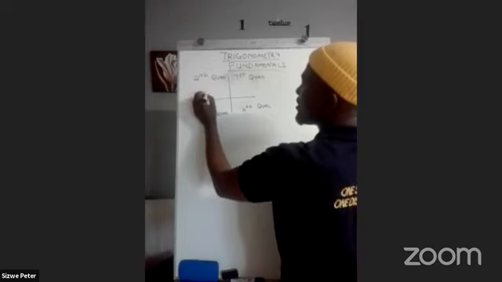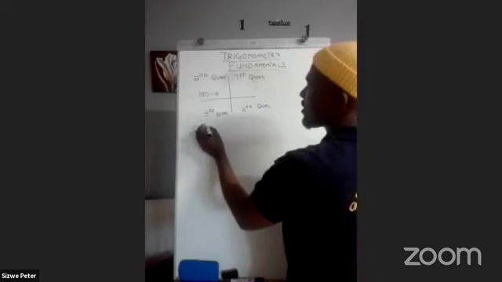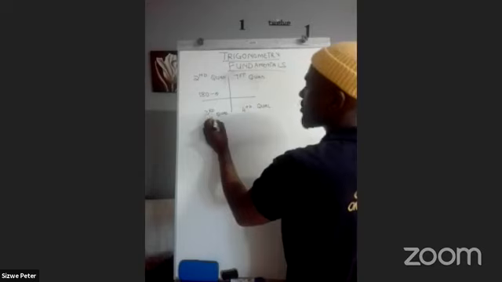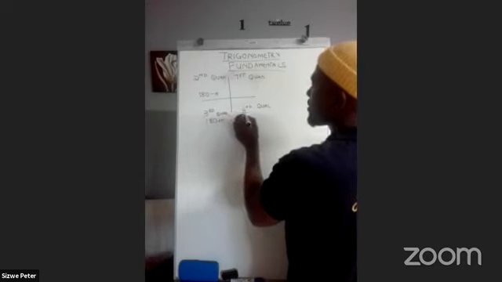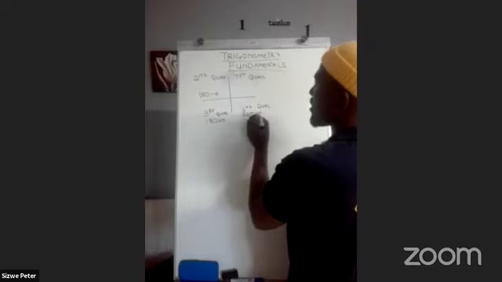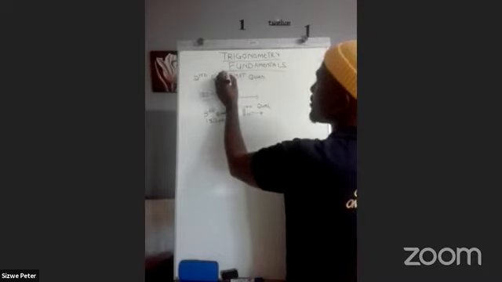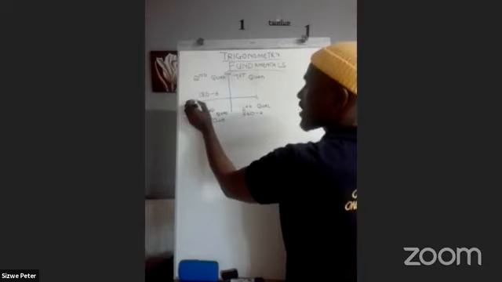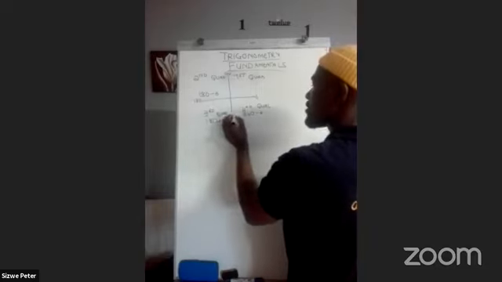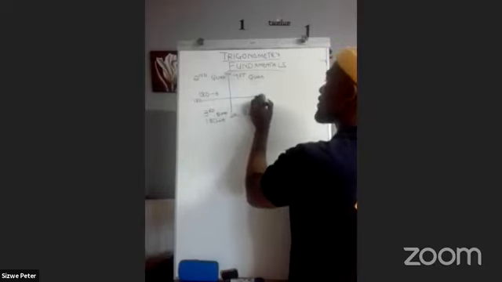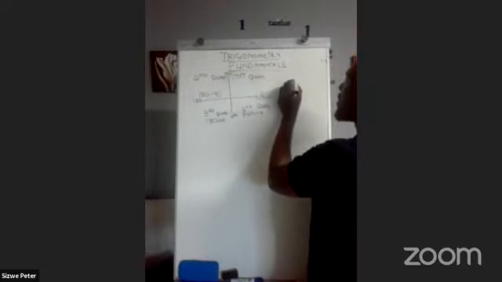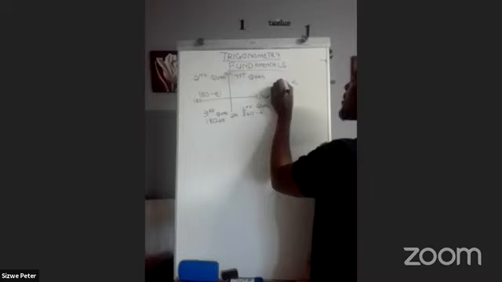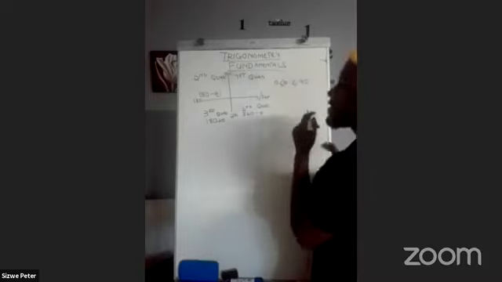This is 180 minus theta. This is 180 plus theta. This is 360 minus theta. Why? This is 0. This is 90. This is 180. This is 270. This is 360. Remember, theta is always between what? Theta is always between 0 and 90.